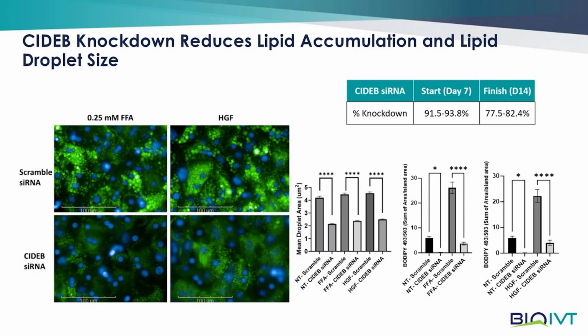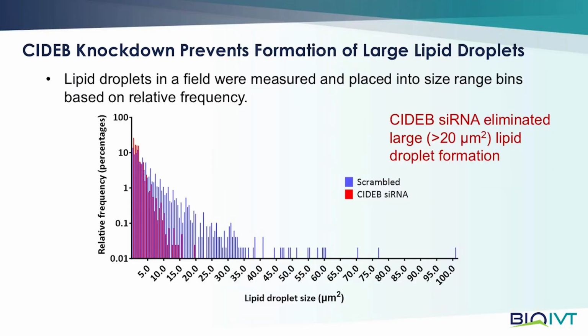We did find that the knockdown reduced the lipid accumulation and droplet size. We're treating with either free fatty acid or high glucose fructose. On the top, we have the scramble siRNA, and the bottom, the CIDEB siRNA. We got pretty good knockdown for this, from 90% out to about 78-80% at the finish of this study. And we found a reduction in mean droplet area, which is on the left, and the lipid accumulation for the different media types. And we were able to put this into a distribution of size of these different lipid droplets.